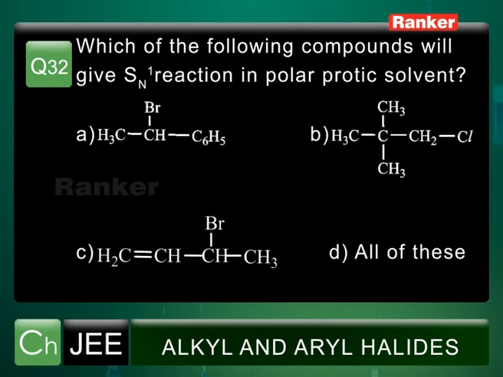Which of the following compounds will give SN1 reaction in polar protic solvent? Again, SN1 reaction means the reaction should pass through the carbocation. Option A is a 2-bromo phenyl type, allyl and bromine is there. Option B is a primary, but it is a neopentyl type, which is also preferable for the SN1 reaction. Option C is again allyl type with a bromo. So A, B, C, each one has some credential.